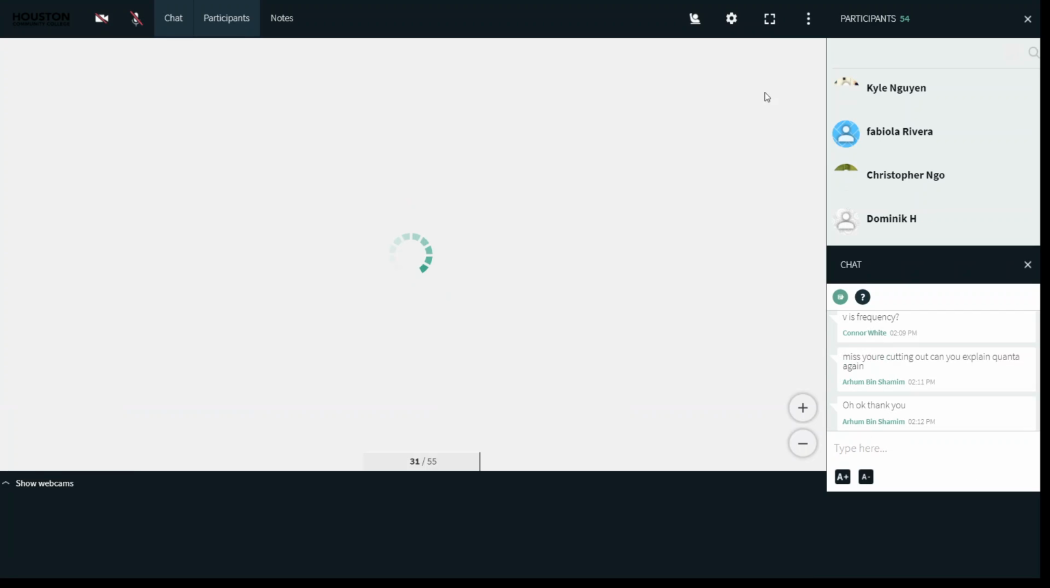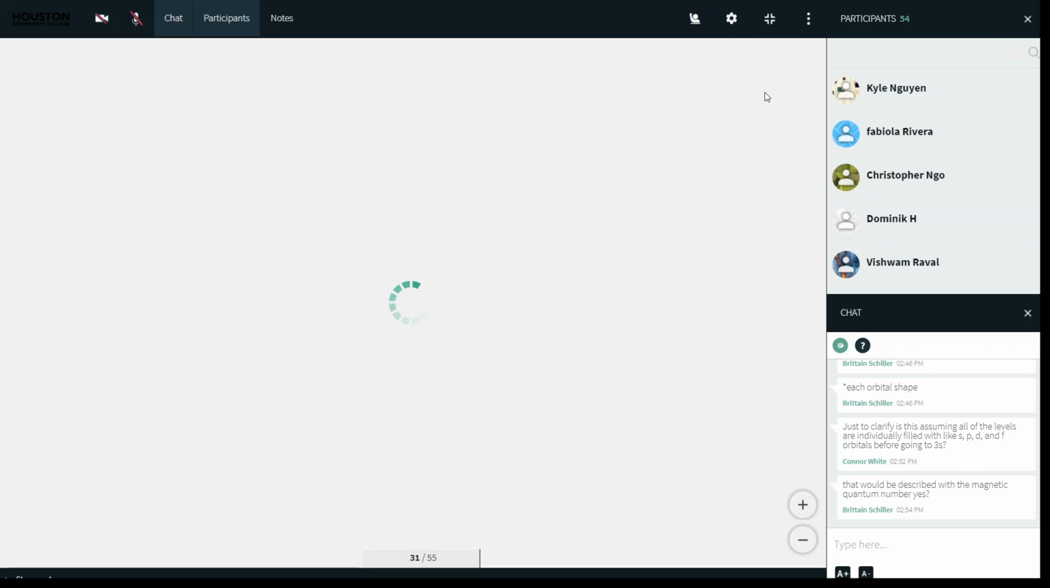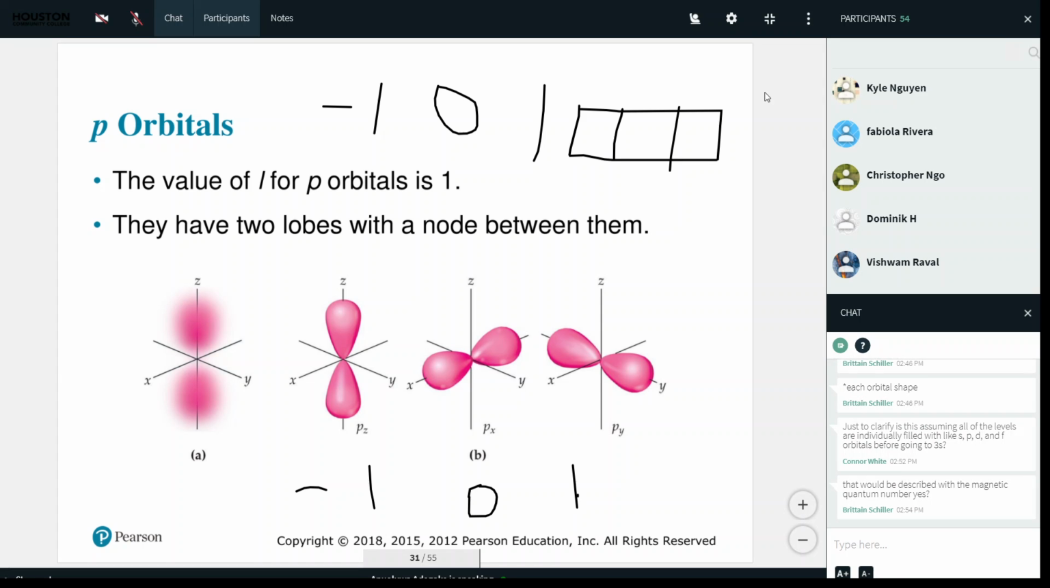That would be described, yes, by the magnetic quantum number. So the magnetic quantum number is the orientation. The ML is the orientation. The L is the shape, whether s, p, d, or f. The ML is how many boxes in each shape, essentially.